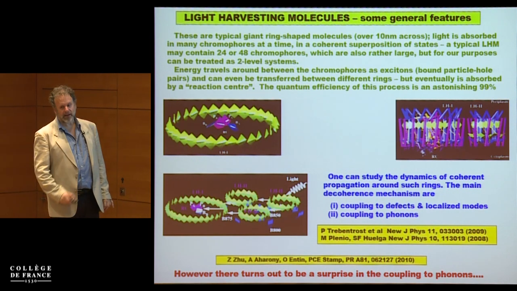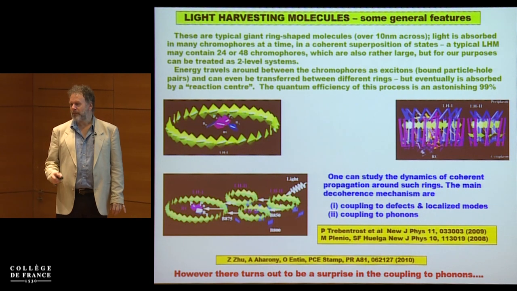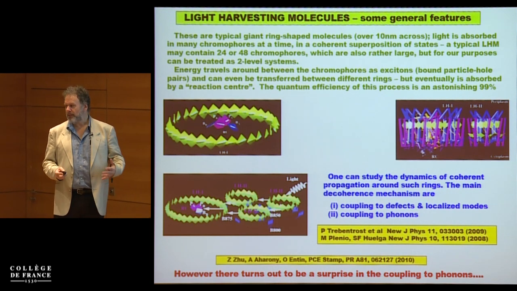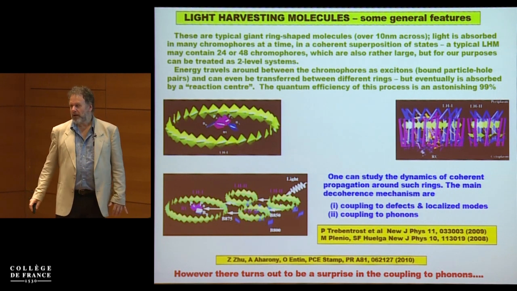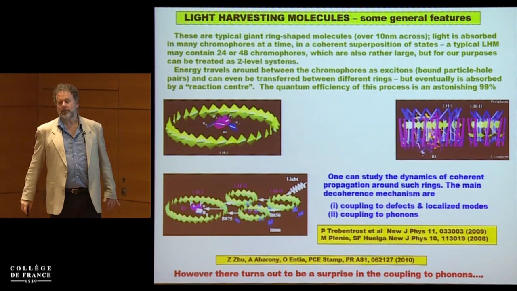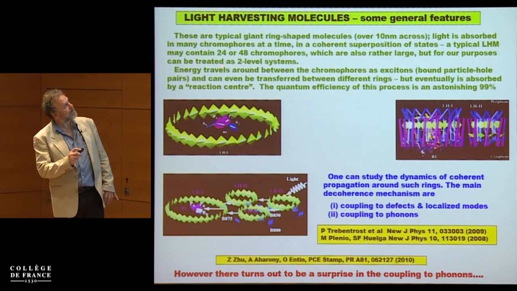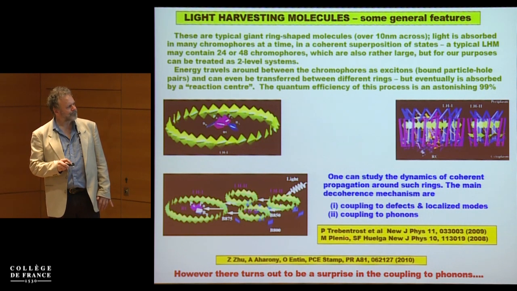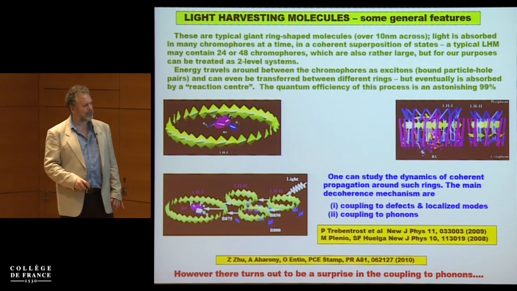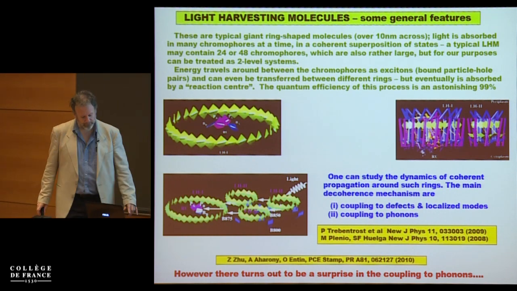And what's interesting now to biologists is whether there's some matching between the decoherence time and the time for this transfer, which would increase the quantum efficiency, because the quantum efficiency of these things is 99%, which is rather astonishing. So these are two articles which discuss a lot of the details. And this is the analytic solution of this model for a spin bath.